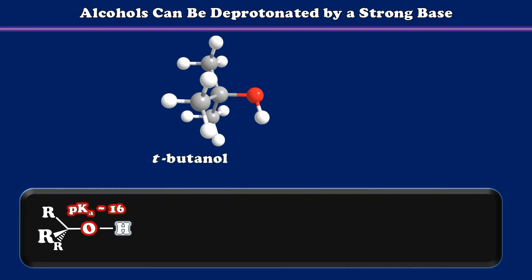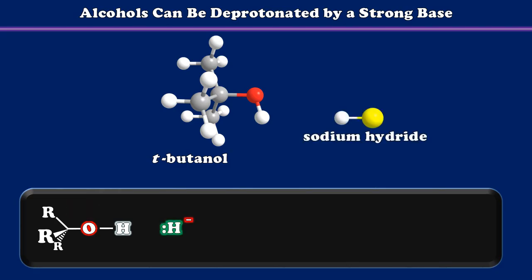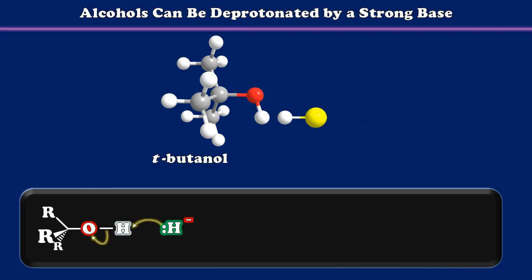Well, in the case of t-butanol, we have an aliphatic alcohol whose pKa is about 16, so it's an extremely weak acid. But we have some pretty basic stuff in the lab. For example, sodium hydride, which we use as a source of hydride ion, the conjugate base of hydrogen gas. So we can expect a fairly rapid proton transfer reaction to take place in this situation.